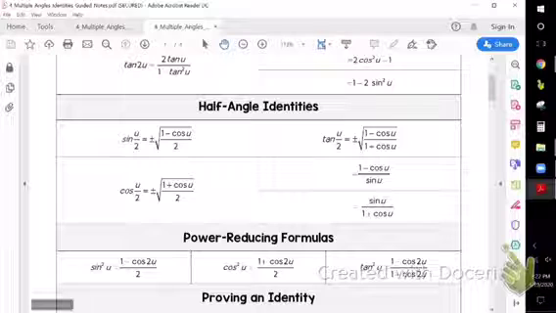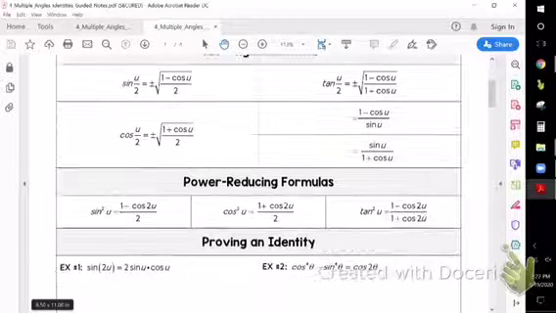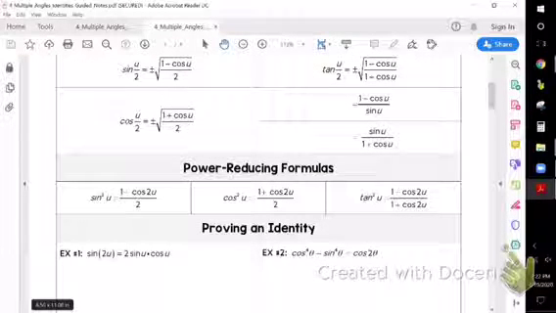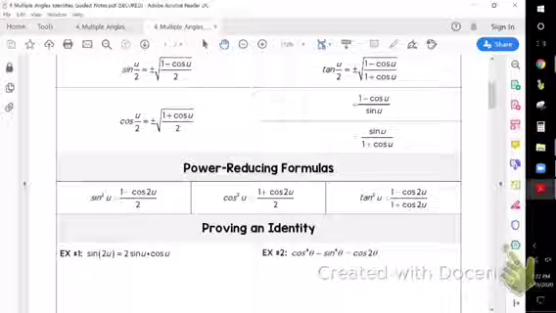Alright, and then the power reducing formulas. If you have a power that you need to be reduced down to the first power, okay? So we got sine squared of u for the first one is equal to 1 minus cosine of 2u over 2. Cosine squared of u is 1 plus cosine of 2u all over 2. And then tangent squared of u is equal to 1 minus cosine of 2u over 1 plus cosine of 2u.